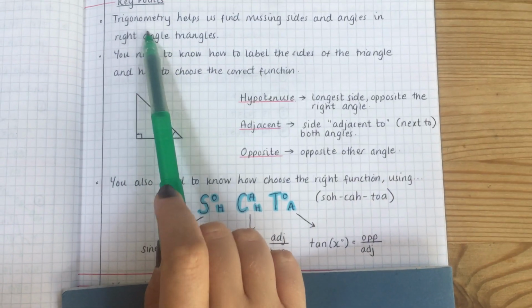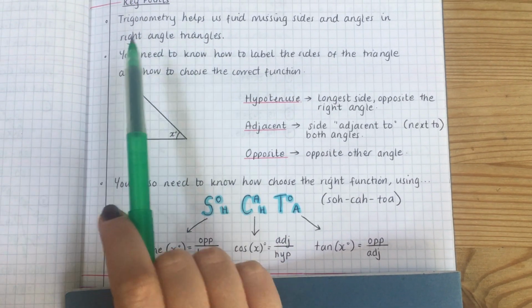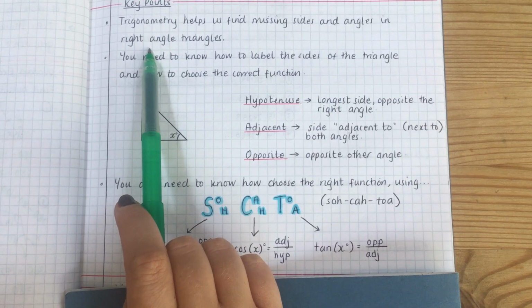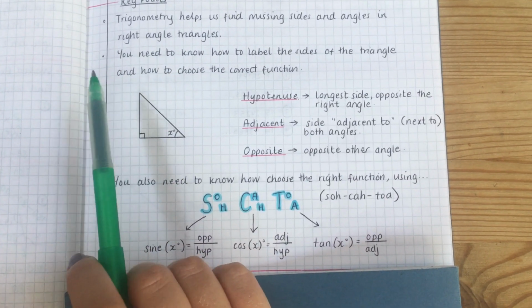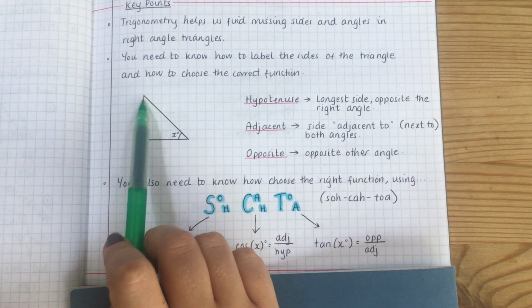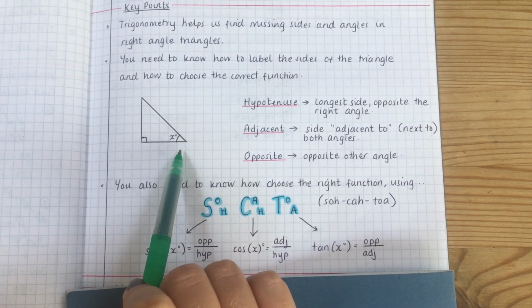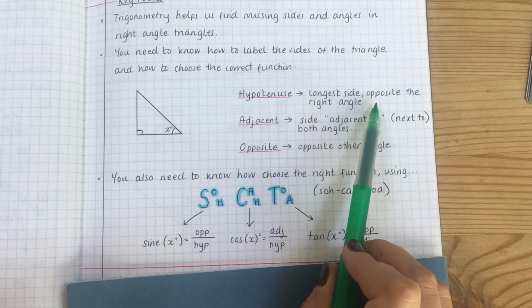Trigonometry is something that helps us to find missing sides and angles in right angle triangles, only right angle triangles. It will only work with these. You need to know how to label the sides and to choose the correct function. Now, it will be a good idea for you to do a quick sketch of a right angle triangle and write down the different sides and what they are.